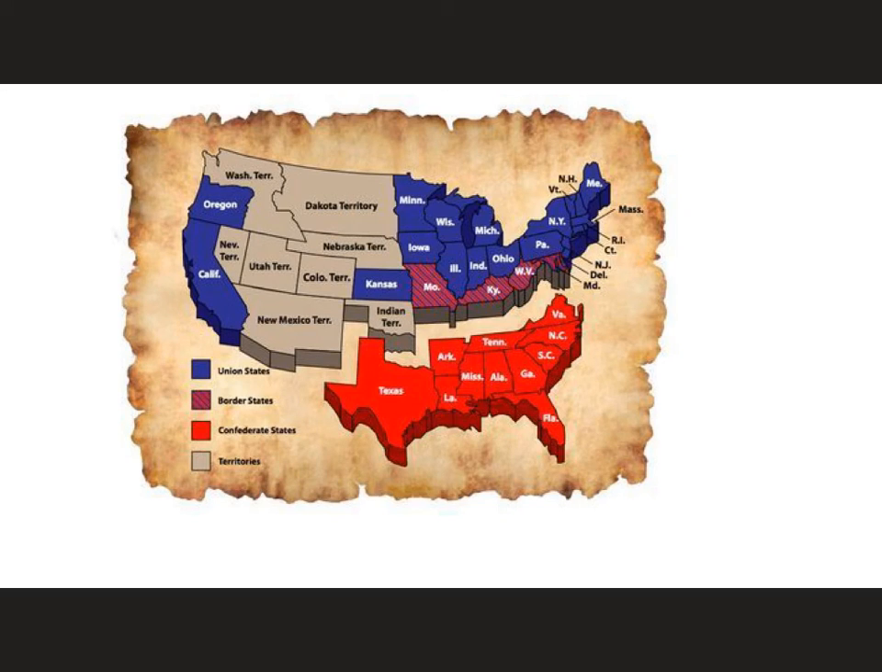And finally, this is just a map showing us which states seceded from the Union officially. Our southern states were right here in the red. Those are the Confederate states. We had the border states in between, and then we had our Union states. The territories at this point in time were definitely involved in the Civil War, but they weren't states yet, so they didn't have any voting rights in Congress.